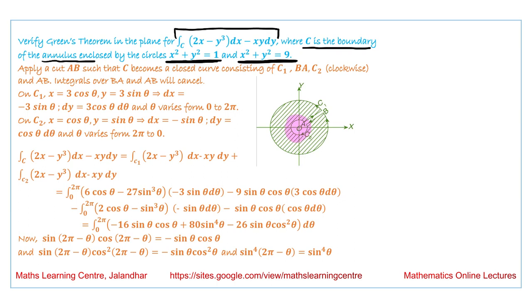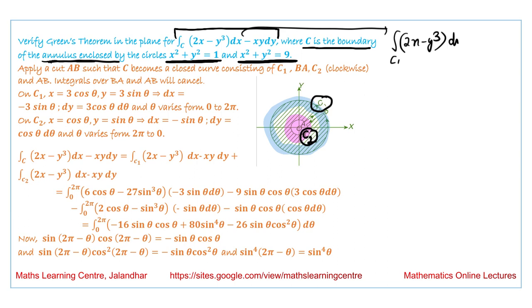This is the circle x squared plus y squared is equal to 1, and this is the circle x squared plus y squared is equal to 9. Now first of all we have to integrate on the surfaces. It is the boundary of the annulus enclosed by these two circles. So if we say this outer curve is C1 and this inside curve is C2, then this integral will become the integral over C1 of (2x minus y cubed) dx minus xy dy, plus the integral over C2.